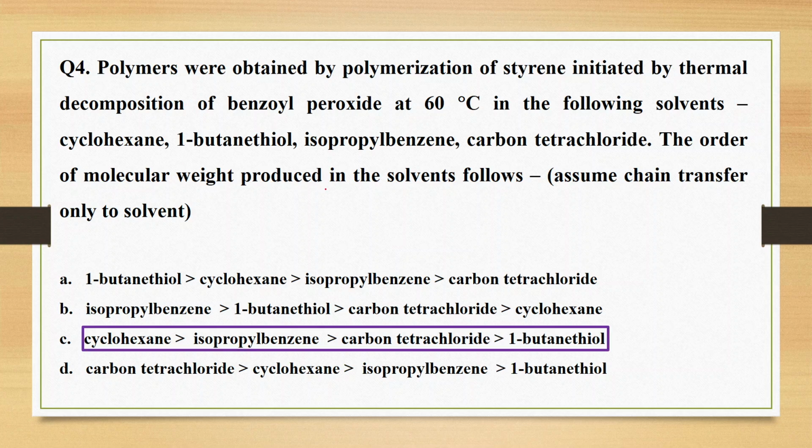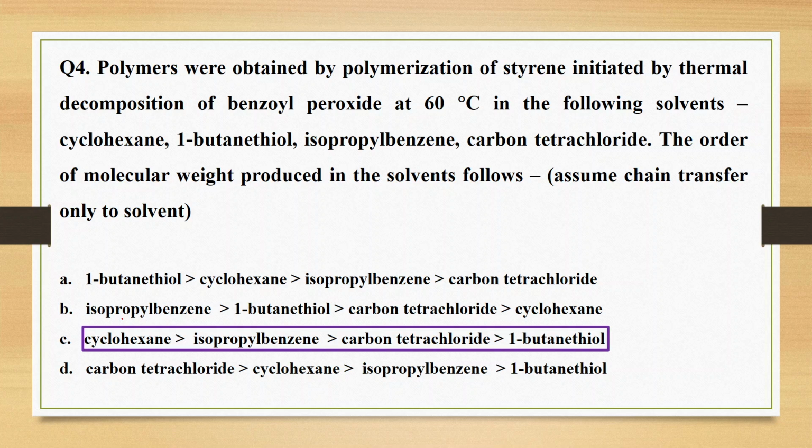So in the last slide, I said that 1-butanethiol was the most capable of chain transfer among all the solvents. Next to it, obviously, will be carbon tetrachloride. The C-Cl bond is very easy to break in that case. Next one will be isopropyl benzene, the hydrogen from the isopropyl group can transfer. Now, in the case of cyclohexane, the CH2 bonds are not very good for breaking and getting transferred to a propagating radical. So in the case of cyclohexane, you will get the highest molecular weight because it will have the least tendency to have any chain transfer reaction with the radicals.